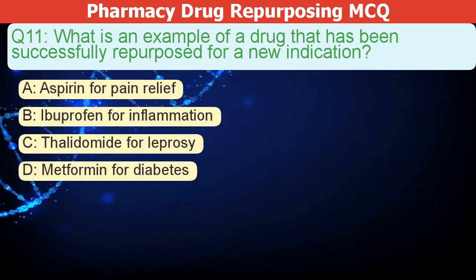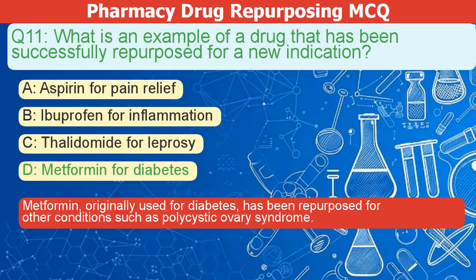What is an example of a drug successfully repurposed for a new indication? A. Aspirin for pain relief. B. Ibuprofen for inflammation. C. Thalidomide for leprosy. D. Metformin for diabetes. The correct answer is D.